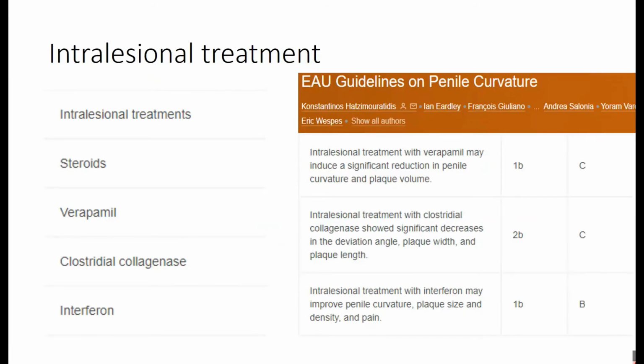Now the intralesional treatments have used steroids, verapamil, clostridial collagenase, and interferon. Intralesional treatment with verapamil may induce a significant reduction in penile curvature and plaque volume. Use of clostridial collagenase showed significant decreases in the deviation angle, plaque width, and plaque length. And the use of interferon may improve penile curvature, plaque size, density, and pain.